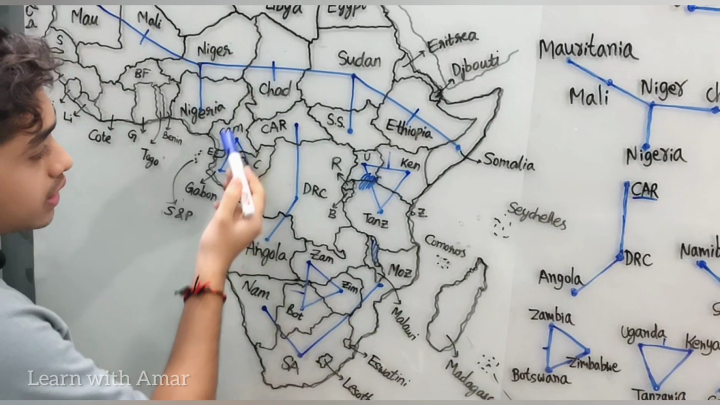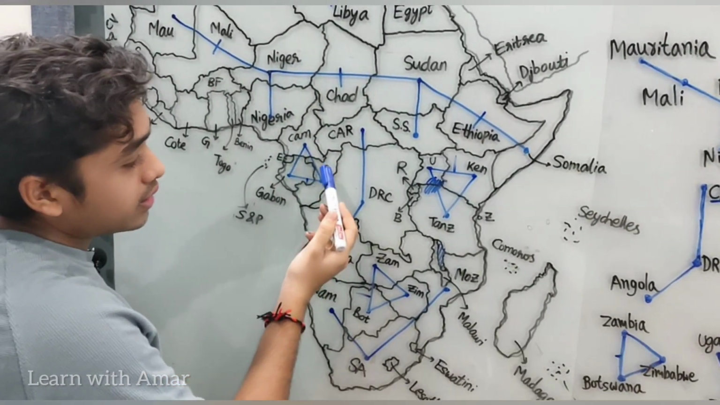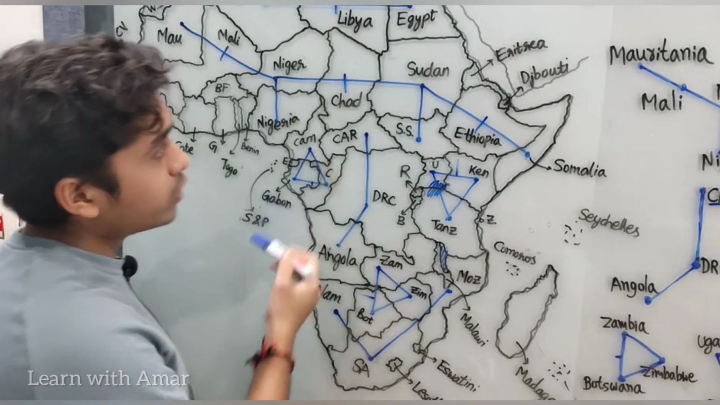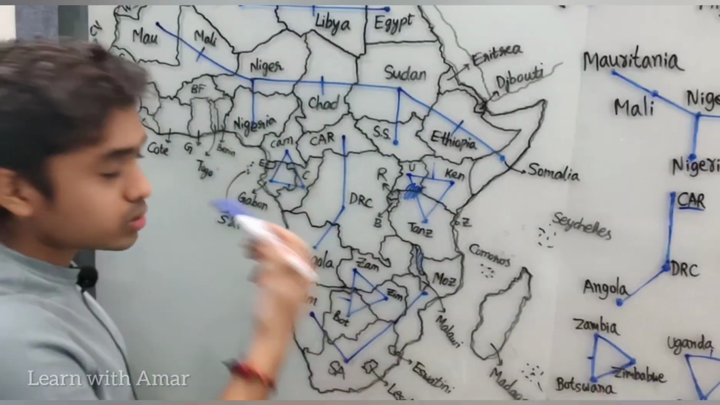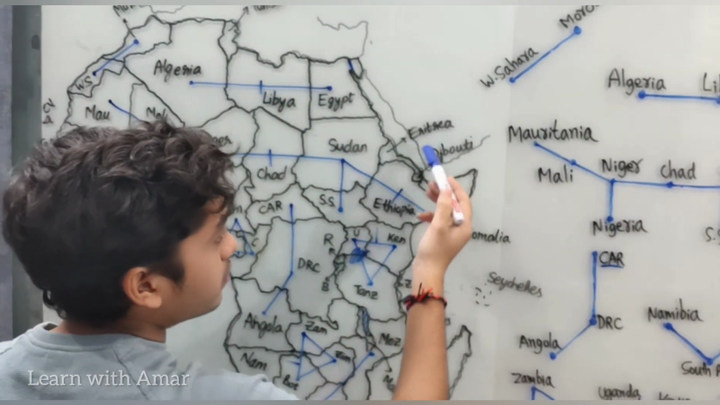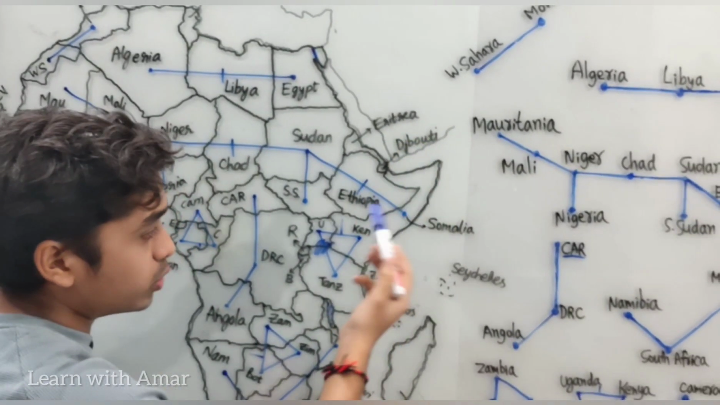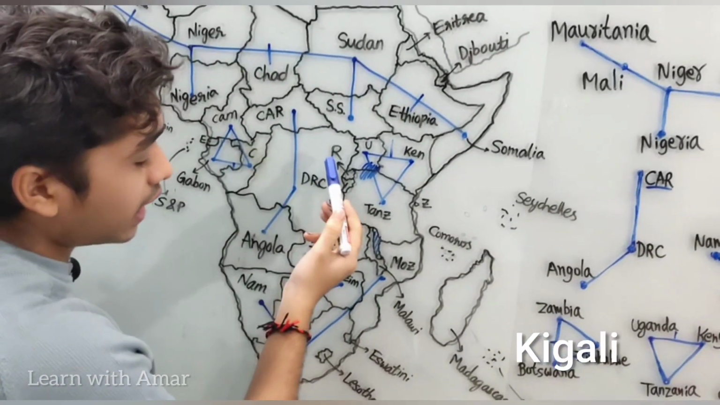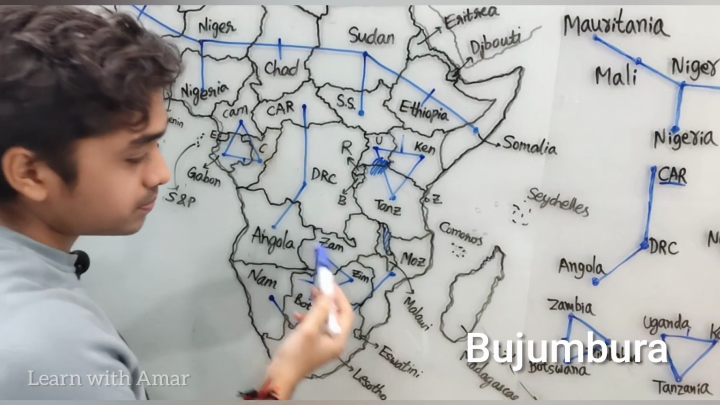Then coming here Cameroon, Yaoundé, Congo, Brazzaville and Gabon, Libreville. Now we have completed the stick figures. Let us look at the small countries now. Tunisia, Tunis, Eritrea, Asmara and Djibouti, Djibouti. Then here Rwanda, Kigali, Burundi, Bujumbura.